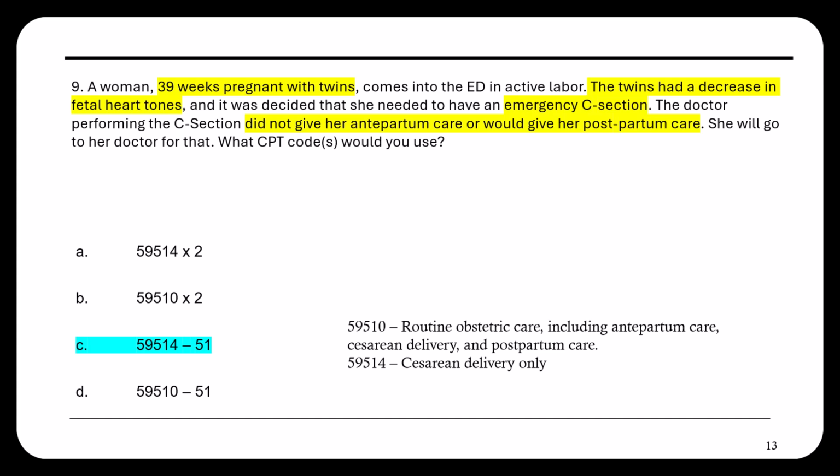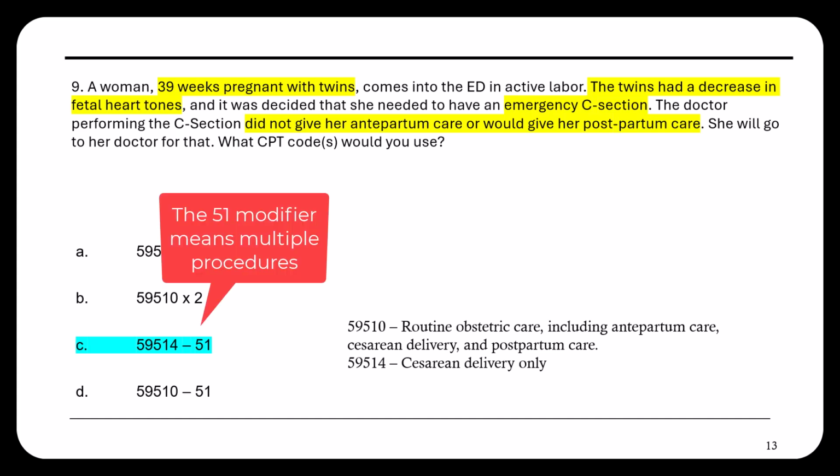Now, I looked up both, and the first one, 59510, is routine obstetric care, including antepartum care, cesarean delivery, and postpartum care. Well, that's not the case here because we said this doctor just did the C-section. He did no pre-care and he's doing no post-care. So it would be 59514, cesarean delivery only. We knew that it wasn't going to be A or B because of the times two. So then all we had to do was take our keywords and make sure that we chose the right code in this case.